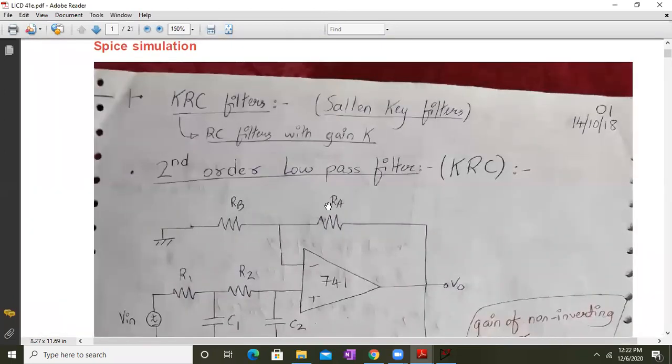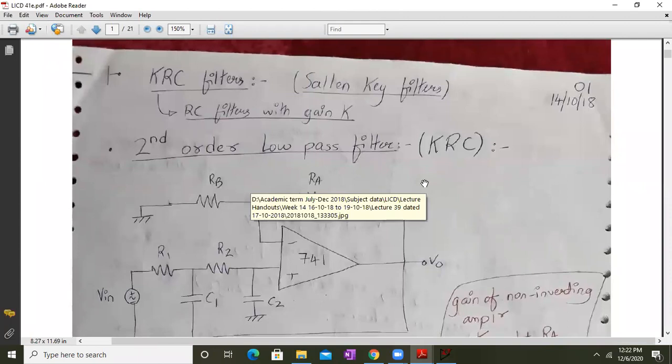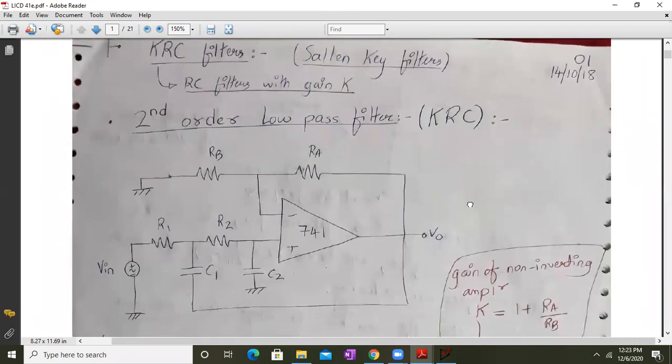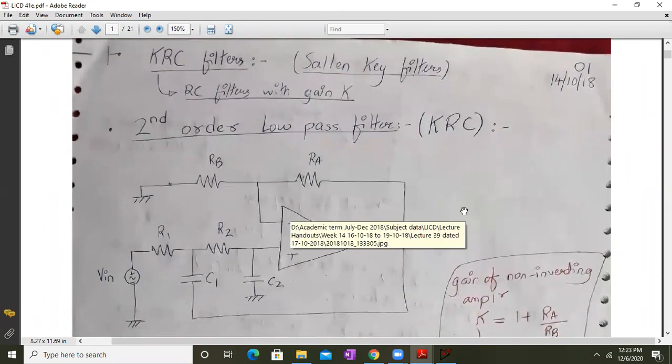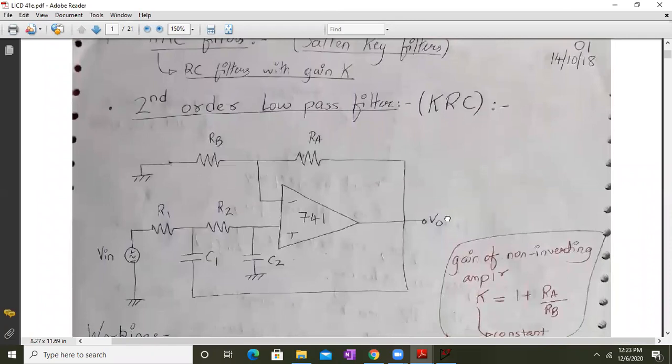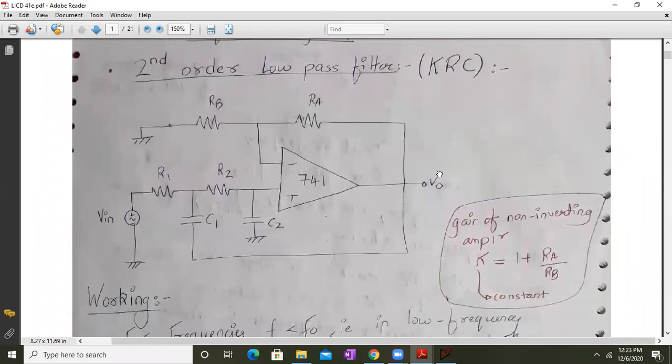Okay, so the first topic for today is KRC filters or Sallen-Key filters, named after its inventor. KRC filters are also called RC filters with a gain K. So we will discuss the second order low pass KRC active filter.